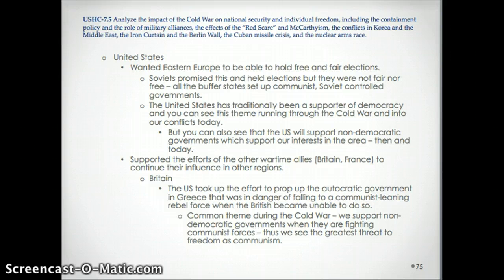The U.S. supported the efforts of other wartime allies to continue their influence in other regions. We helped the British prop up the autocratic government in Greece that was in danger of falling to a communist-leaning rebel force when the British became unable to do so. The common theme during the Cold War, this is really important to understand: the United States supports non-democratic governments when they are fighting communist forces. Thus, we see the greatest threat to freedom as communism. So we'll support bad dictators in places around the world as long as they are not communist.